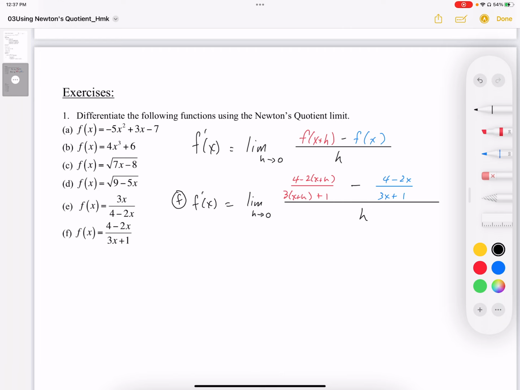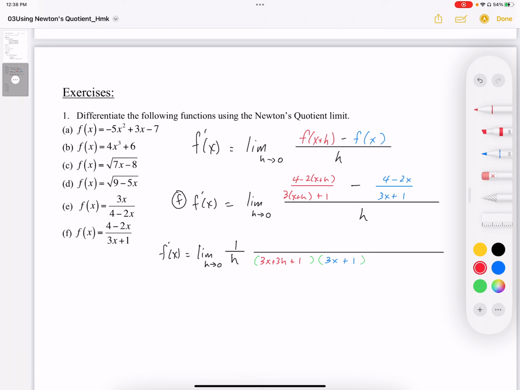I need to, again, since I'm subtracting fractions, I need to get a common denominator. So f prime of x is equal to the limit as h approaches 0. And I'm going to, again, I don't want a 3-layer fraction, so I'm just going to put that h like this here, and then focus on this part of the fraction. So my common denominator is going to involve 3x plus 3h plus 1. That's one factor. The other factor is going to be the other denominator, 3x plus 1.